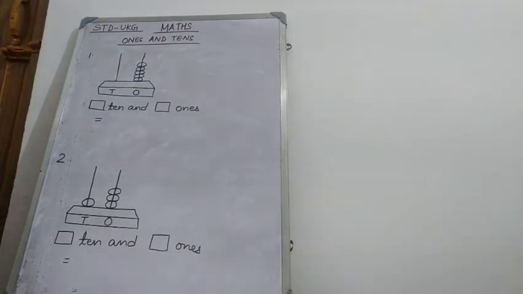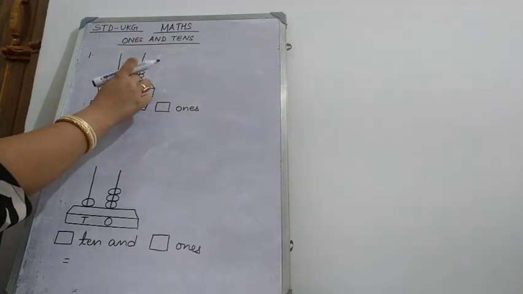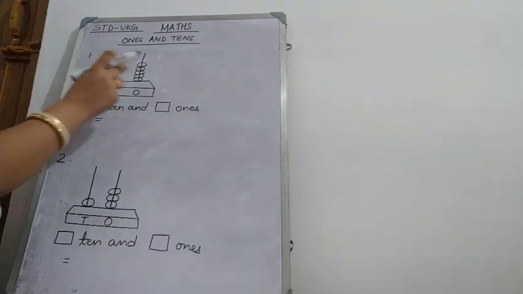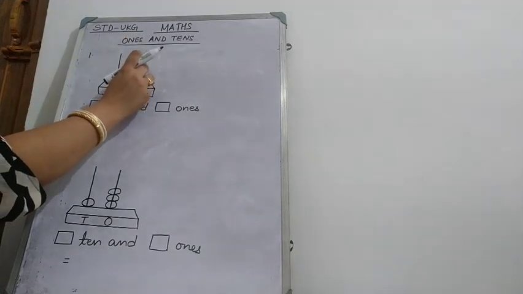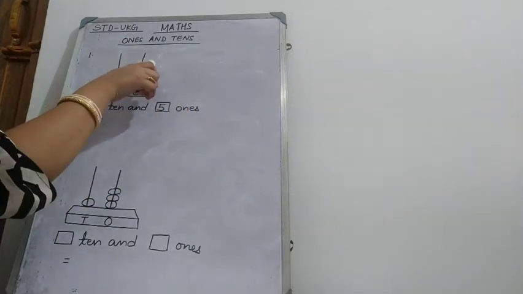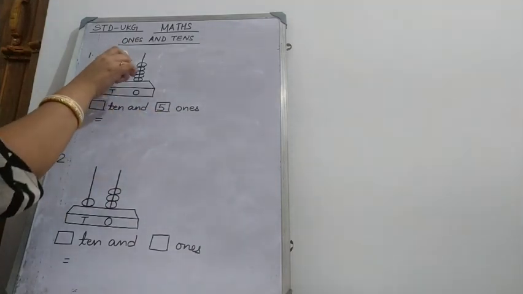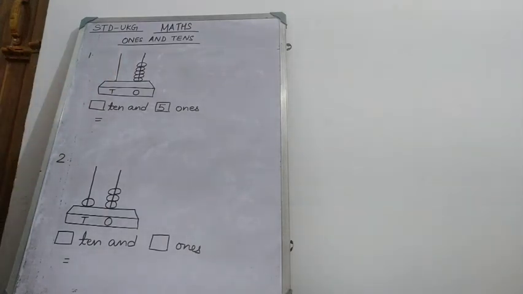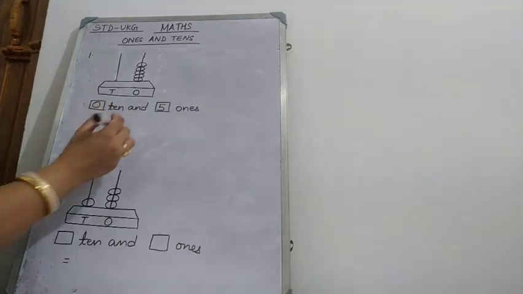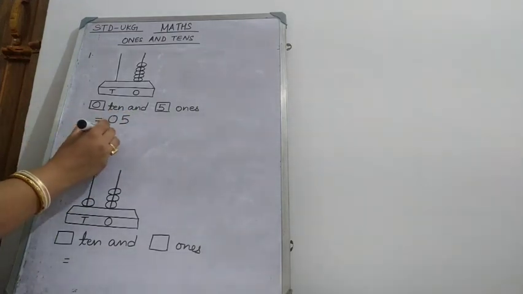Now, you can see this is the ones line. Okay, so how many beads can you see on this line? 1, 2, 3, 4, 5. So write here 5 ones. And in the tens column, how many beads? Can you see any beads? No, you cannot see any beads. So write 0 tens. So 0 tens, 5 ones. It means 5.